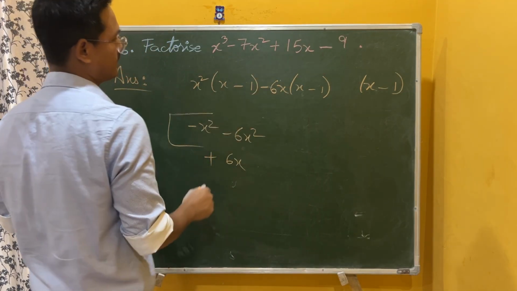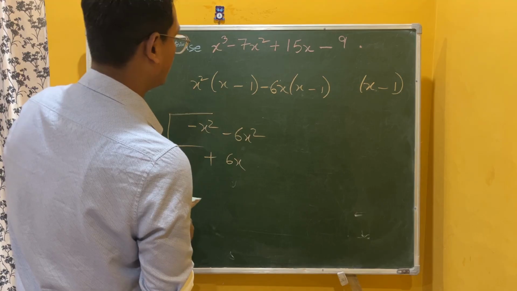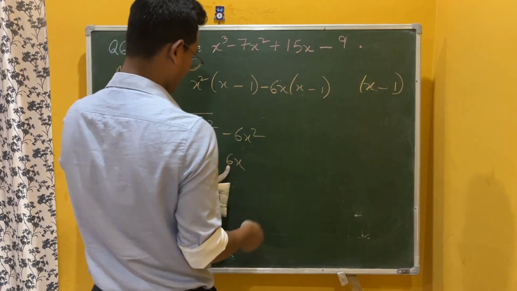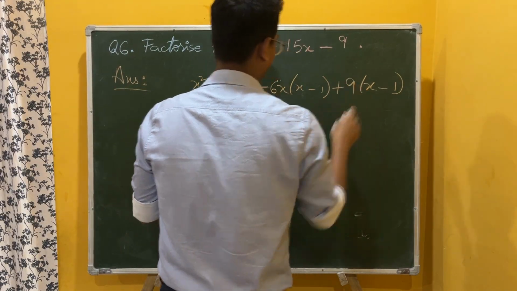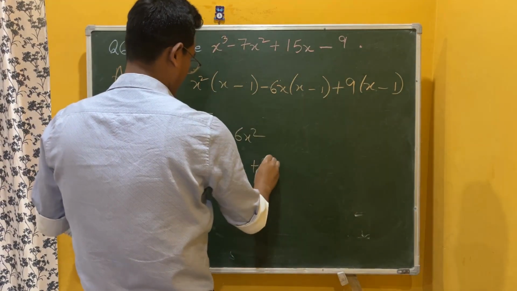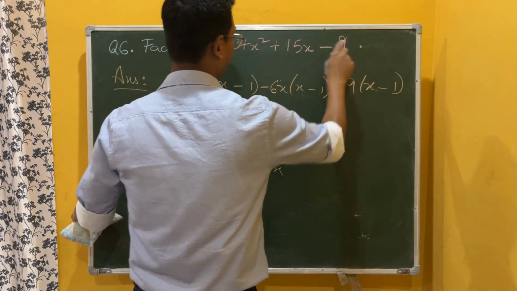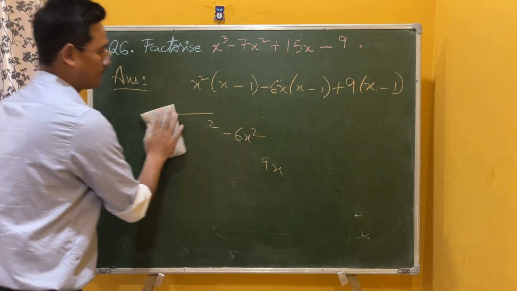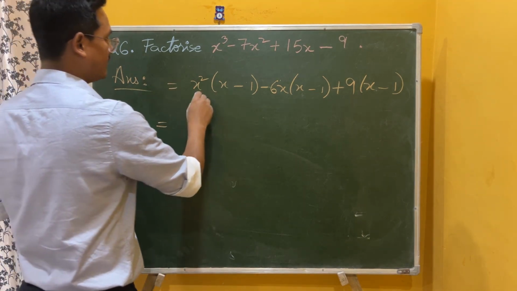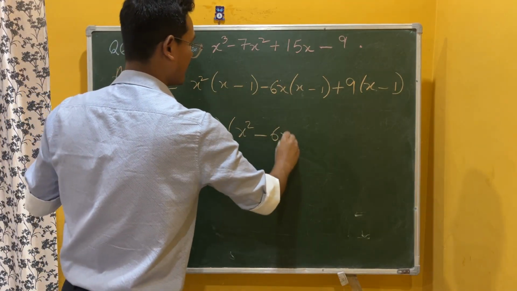We have 15. So 6x plus how much is 15? Plus 9. So plus 9x. 9 into x is 9x, if you add these two, you get 15x, and plus into minus is minus, 9 into 1 is minus 9. So it's completely balanced. Hence, from these three terms, x minus 1 is common, and the rest is x square minus 6x plus 9.